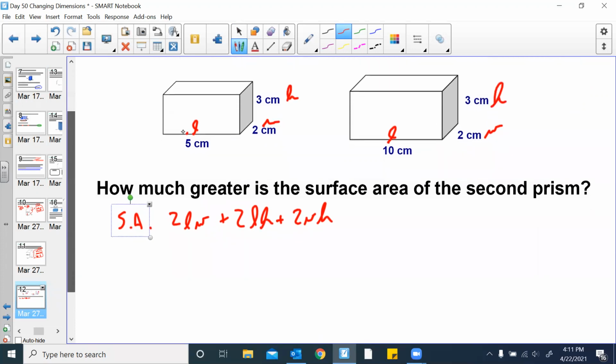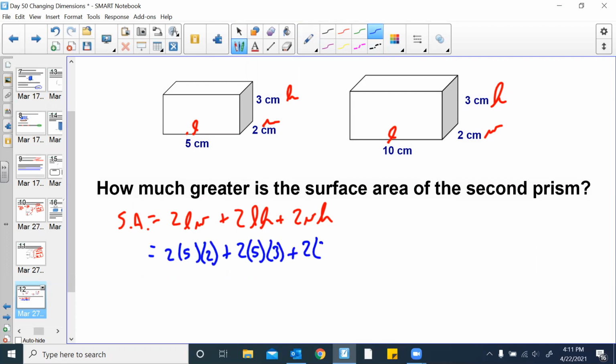And we just need to do some basic math. These aren't tricky formulas. It's just a little bit of legwork. So 2 times the length, 5, times the width, 2, plus 2 times the length, 5, times the height, 3, plus 2 times 2 times 3. 2 times 5 is 10, times 2 is 20. 2 times 5 is 10, times 3 is 30. 2 times 2 is 4, times 3 is 12. That's 62 centimeters squared.